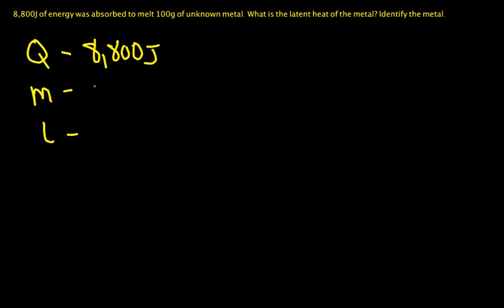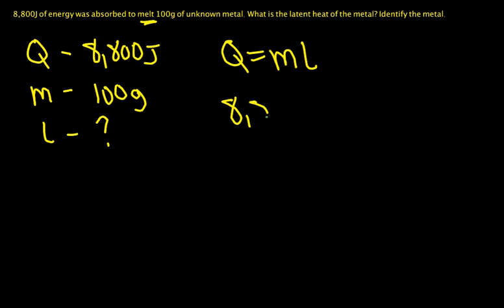Our mass is 100 grams, and we're looking for that latent heat value. This particular value will be fusion since it melted. Let's figure this out. So Q equals M times L. Q is 8800. My mass is 100. Latent heat value is X. That's what I'm looking for.